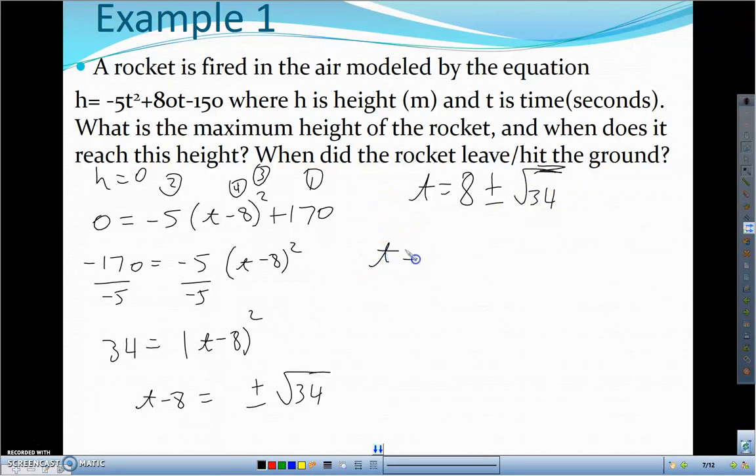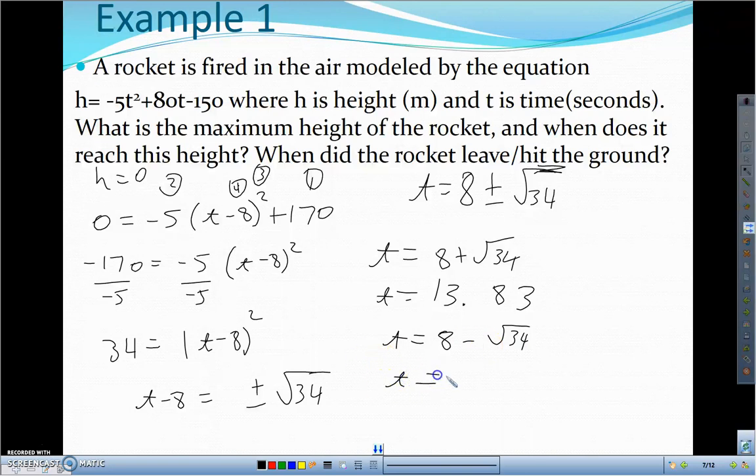So in this case, if I pulled out my calculator, I got two answers. t equals 8 plus root 34, which is going to be equal to, let's see if I've got it in my calculator, 13 point something, if I remember correctly. 13.83. And the other answer is going to be t is equal to 8 minus root 34. And that's going to be equal to 2.169. So these are my roots. Again, it takes me a lot longer when I'm doing the explanation, which is important.